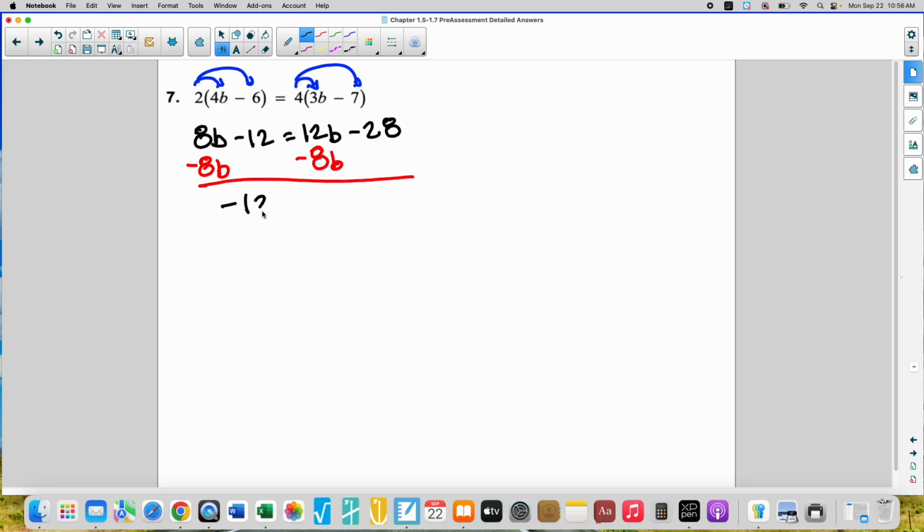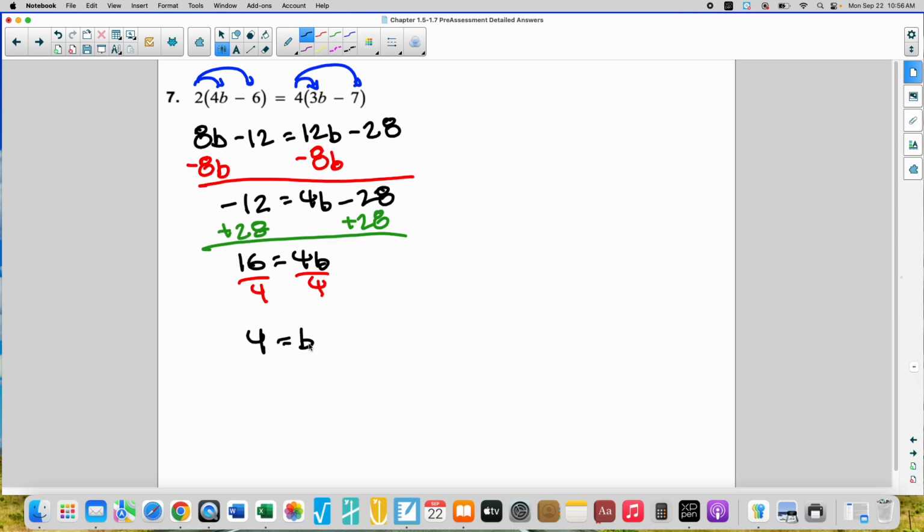Don't forget that negative there in front of the 12. Negative 12 equals 4b minus 28. Let's add 28. Add 28. And we have negative 12 and positive 28, which gives me positive 16 equals 4b. Divide by 4, divide by 4. 4 equals b.